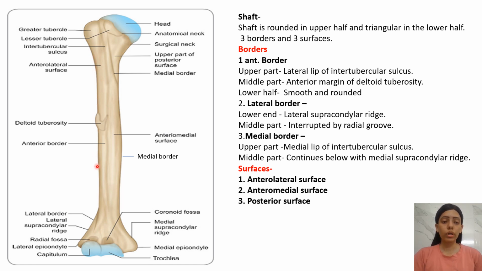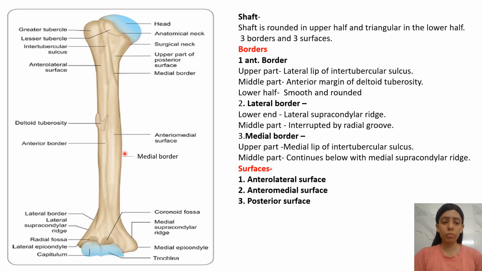Now the lateral border. The lateral border is prominent only on the lower half. On the lower end, the lateral border forms a sharp ridge known as the lateral supracondylar ridge. In the middle part, it is interrupted by the radial groove.